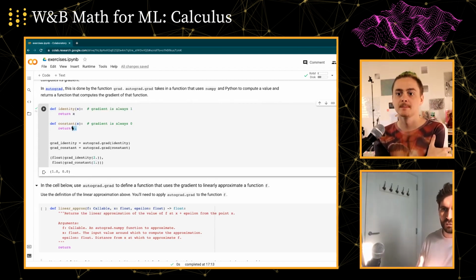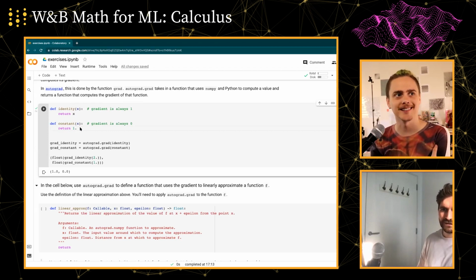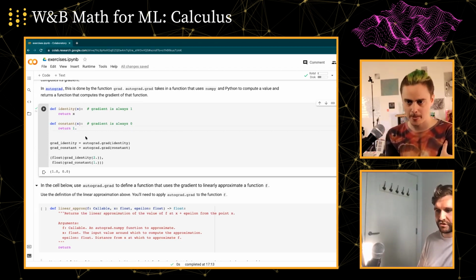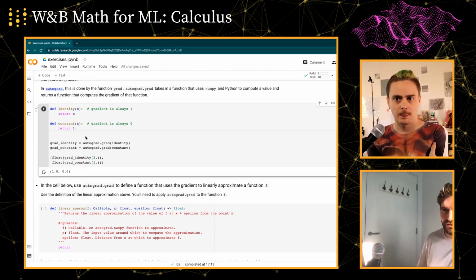Here it's just 1 being returned every time. Yeah. It's a function that ignores its input. It still takes in the input, but then it ignores it. Yeah. The gradient of a function that doesn't do anything to the input. There's no slope, just a flat line.